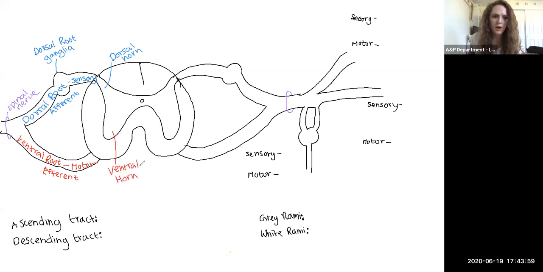Okay, these correspond with your dorsal root and your ventral root. Your dorsal horn, if you remember, dorsal root carries sensory information. So your dorsal horn is going to carry sensory information. The information comes in and goes down. Your ventral horn is going to take your motor information and send it out your ventral root. Know that your dorsal horn has sensory, your ventral horn has motor. Know that sensory and afferent can be used interchangeably, and motor and efferent can be used interchangeably.